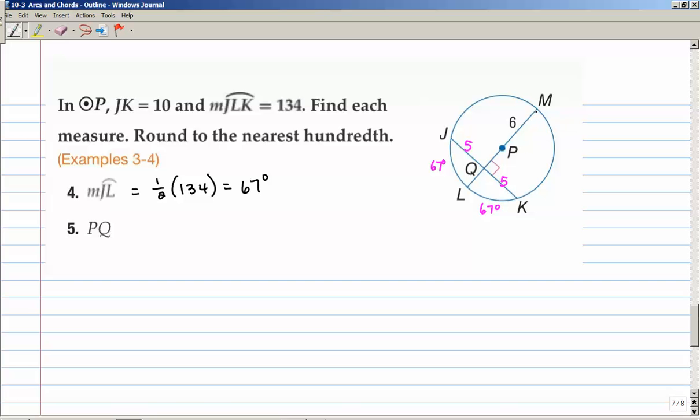So I know that the radius is 6, from M to P is 6, so that means from P to L is also 6, but I can't just assume that JK cuts that in half. I can't just assume that this is 3 right here. And there's a little bit of a trick to doing this one. What you have to do is draw a radius, and I'm going to erase that and I'll put it back later. You need to draw a radius from P to K. Draw radius PK.